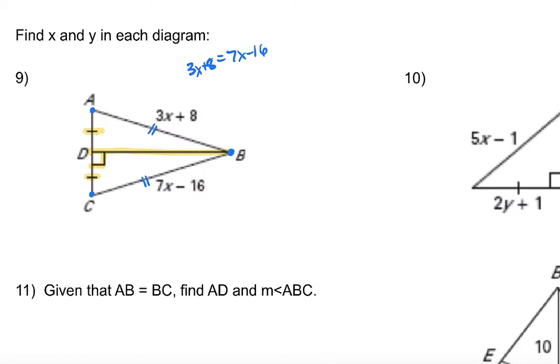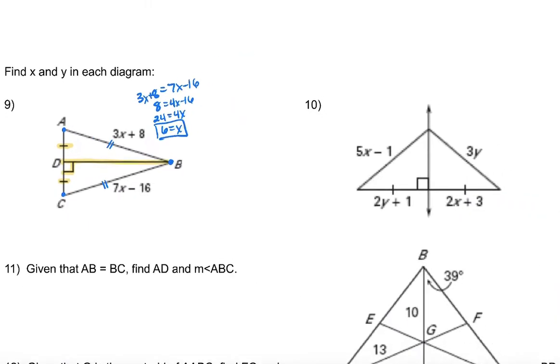in order to solve. So I'm going to subtract the 3x from both sides. I'm going to add the 16, divide by 4, and I get my x value. They wanted me to solve for x and y. This doesn't even have a y, so that's the answer for that one.